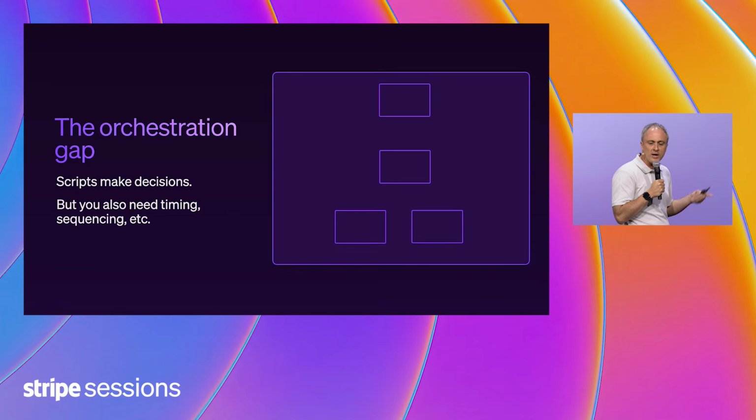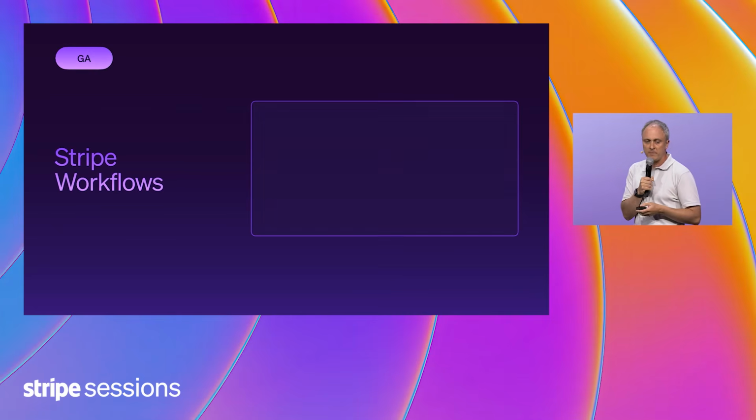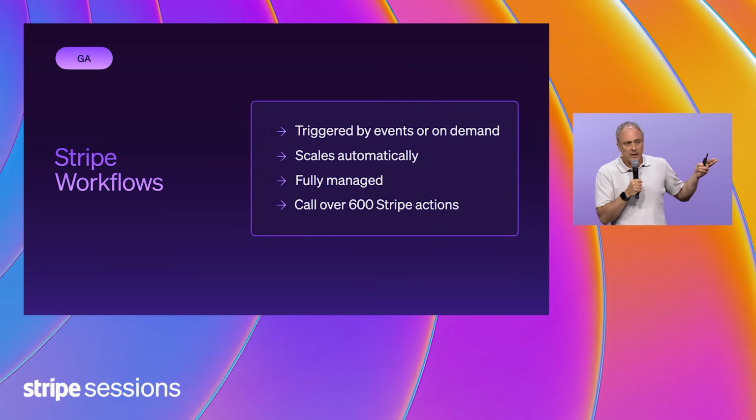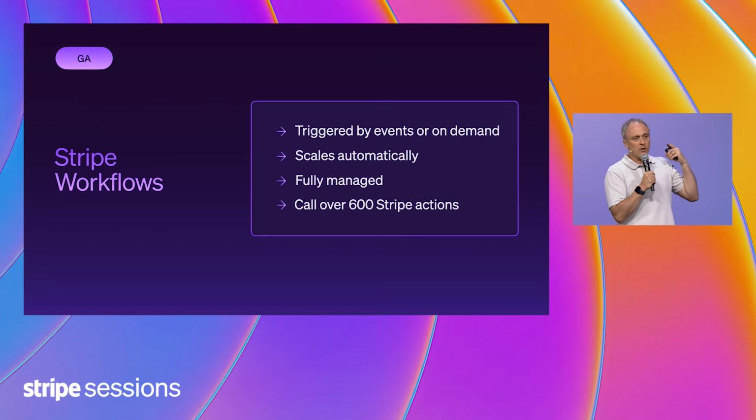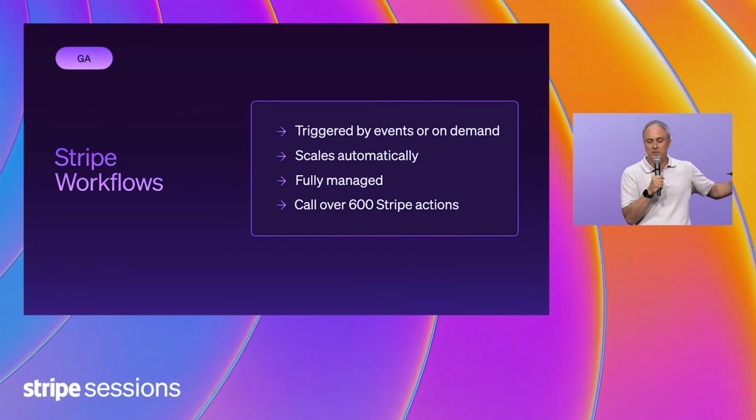If you want to coordinate multiple steps over time with reliability and guarantees, then you're going to need a form of orchestration. And this is what we spoke about last year. It was Stripe workflows. It's now generally available. And these are workflows that you can create with a drag and drop interface that are triggered by events, or now on demand, as we'll show you in a sec. They scale automatically, so that, again, there's no infrastructure for you to manage. They're really built to handle growth.